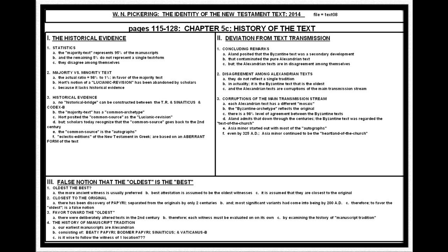There were deliberately altered texts as early as the 2nd century. Therefore, each witness must be evaluated on its own, within the history of manuscript tradition. It all boils down to the history of manuscript tradition. Our earliest manuscripts are Alexandrian. They consist of the Chester Beatty papyri, the Bodmer papyri, Sinaiticus, and Vaticanus B. But Pickering asks the key question: is it wise to follow the witness of one location?